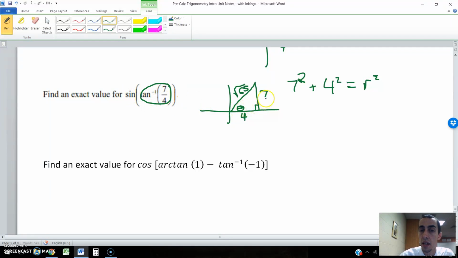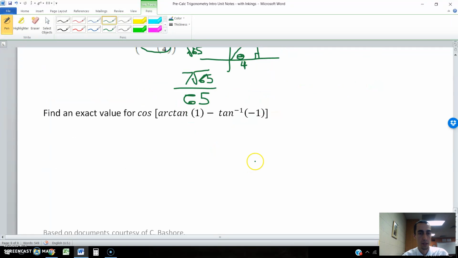So the sine of this angle will be y over r, which is going to be 7 over the square root of 65. Rationalize the denominator, we'll multiply that by the square root of 65 over the square root of 65. And that's going to give us 7 square root of 65 all over 65.